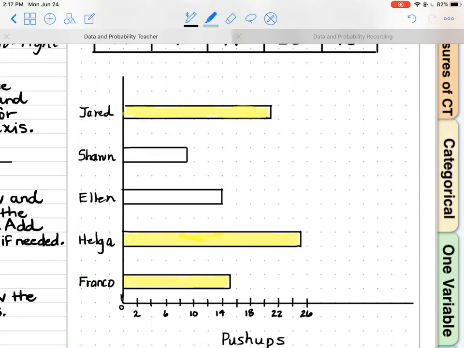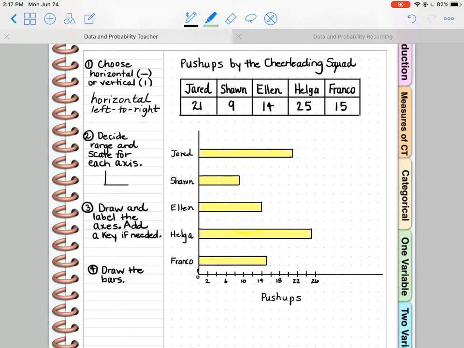So this is a horizontal bar graph. You can look at this and tell who has the most and the least. You could almost figure out your median and your mean and all that just from looking at your graph. But this one is a horizontal bar graph. And if you go ahead and look at the next page, we can do the problems and then I'll stop this video.